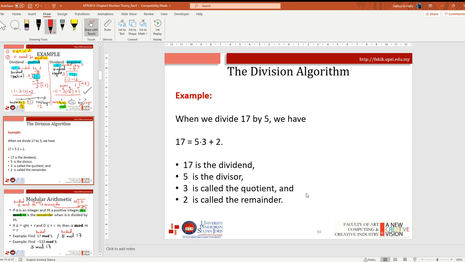This one is when we divide 17 by 5, we can get 5 multiplied by 3, 15, and we have 2 remaining. 17 is the dividend. 5 is the divisor. 3 is called the quotient, and 2 is called the remainder.